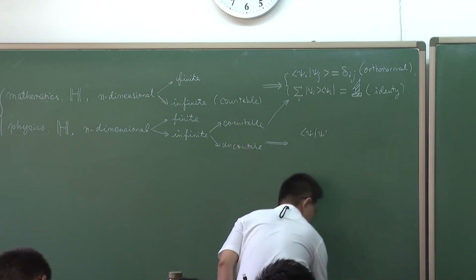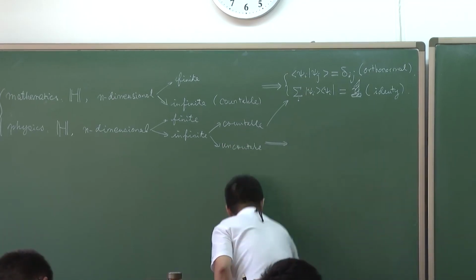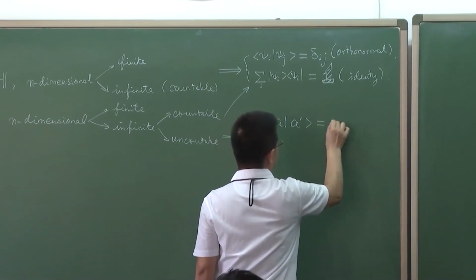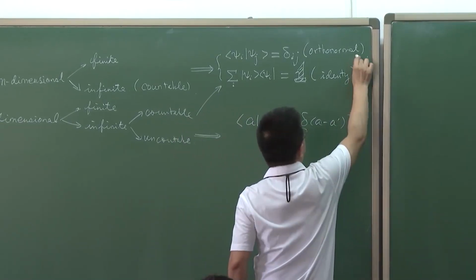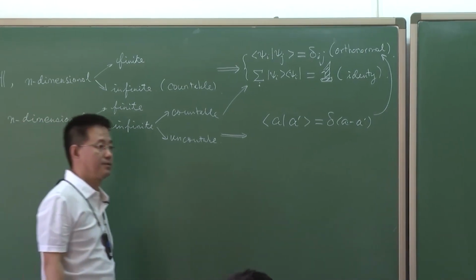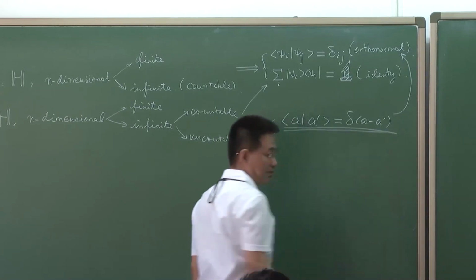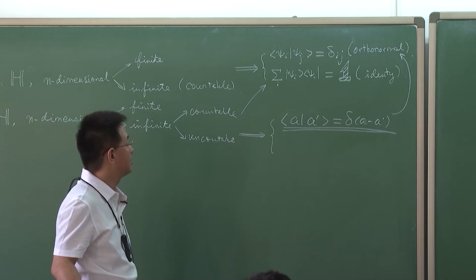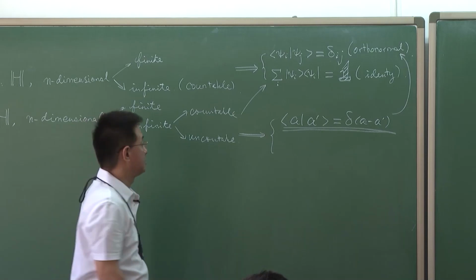that is the psi prime. Oh no, let's use another thing. We have the a, a prime is equal to delta a minus a prime, and this is also called the orthonormal relations for the continuous versions of the Hilbert space. So in physics, we have the delta function normalization. But in the mathematics, we only have the Kronecker delta. We do not have the delta function.